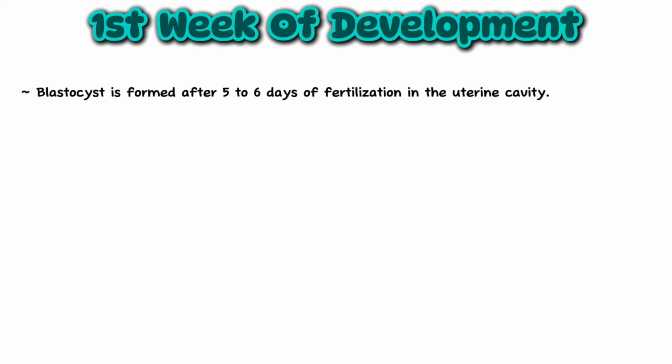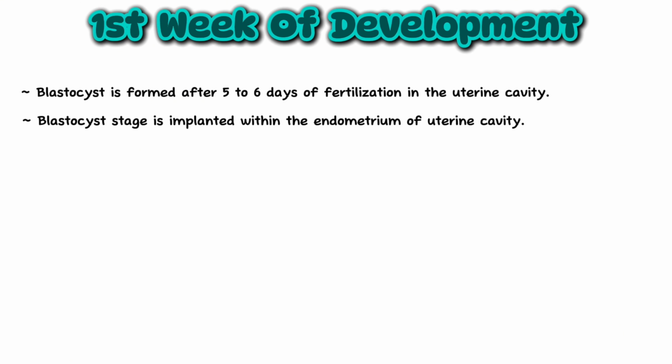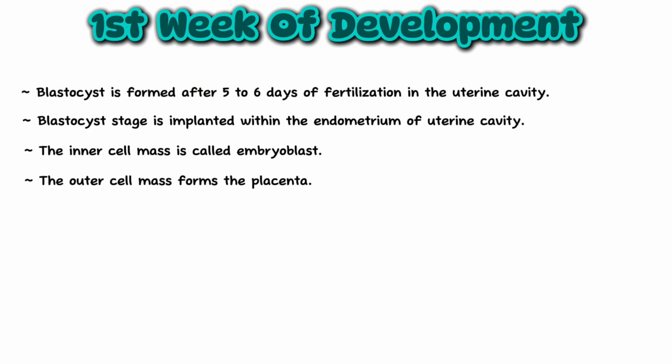Blastocyst is formed after 5 to 6 days of the fertilization in the uterine cavity. It is the stage which gets implanted within the endometrium of the uterine cavity. The inner cell mass is called embryoblast and the outer cell mass forms the future placenta.